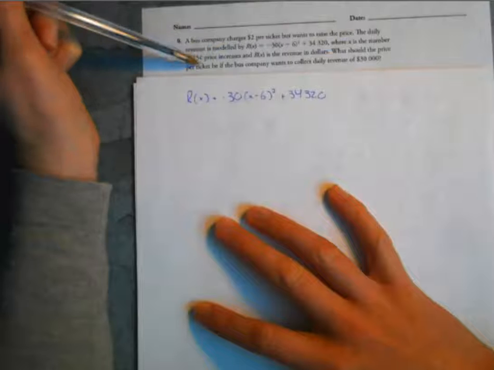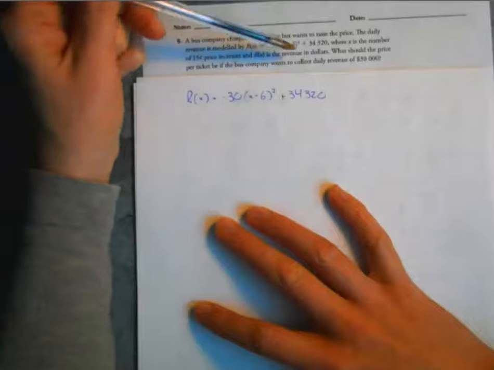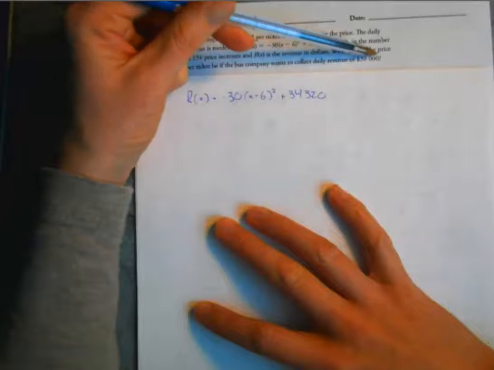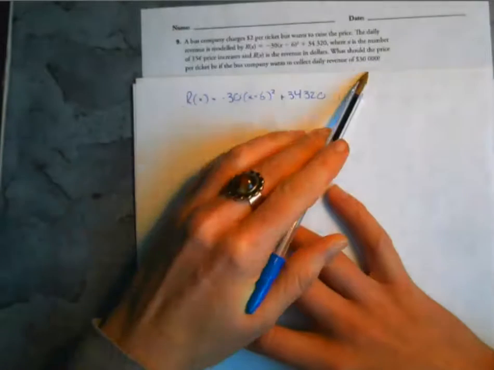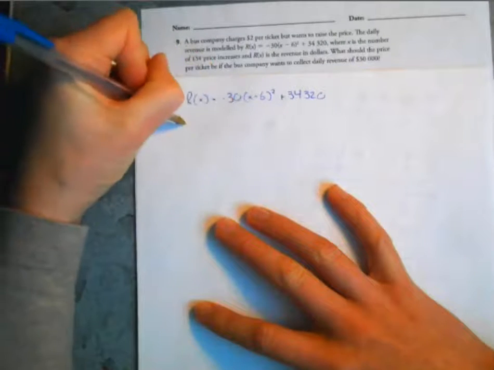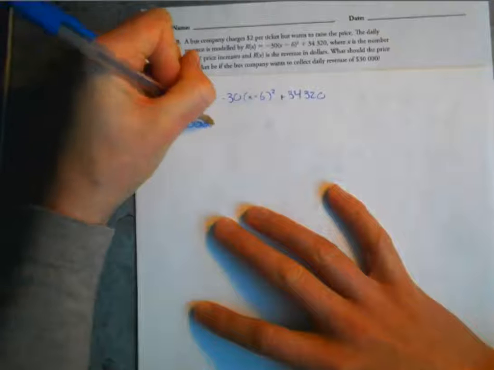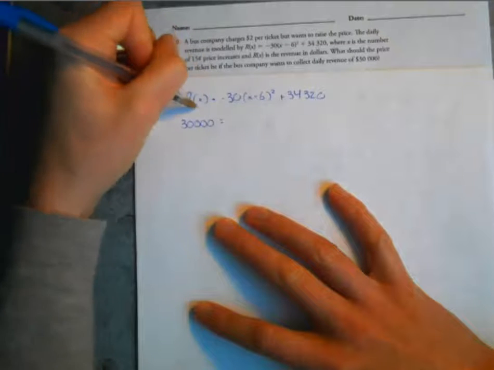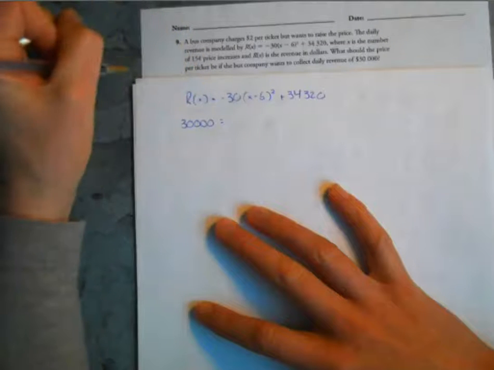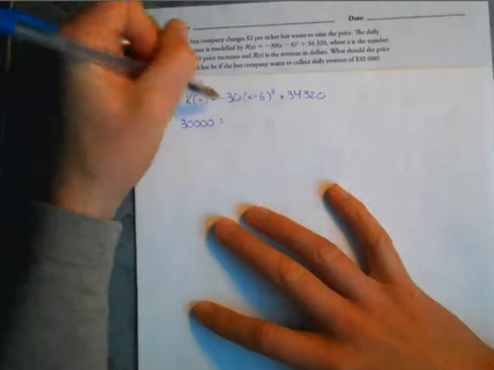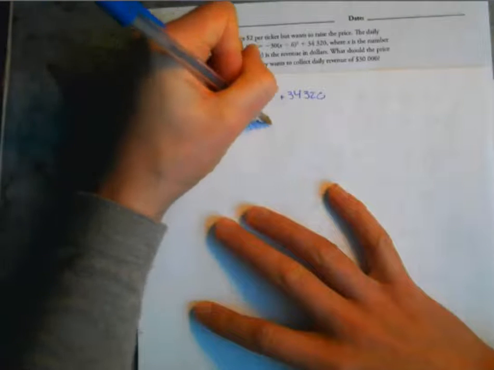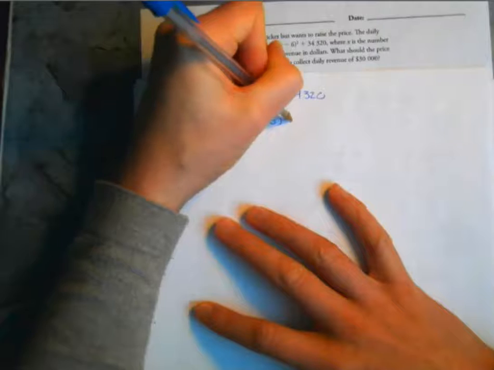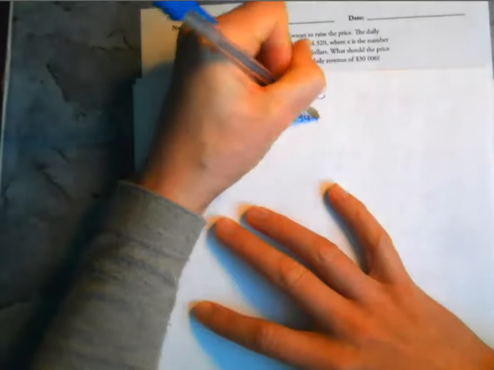What should be the price per ticket if the bus company wants to collect daily revenue of 30,000? So what they're telling us is this value here, r of x, is going to be equal to 30,000. So we can rewrite our equation with the value substituted in here, because that's what we want it to be. 30,000 equals negative 30 x minus 6 squared plus 34,320.